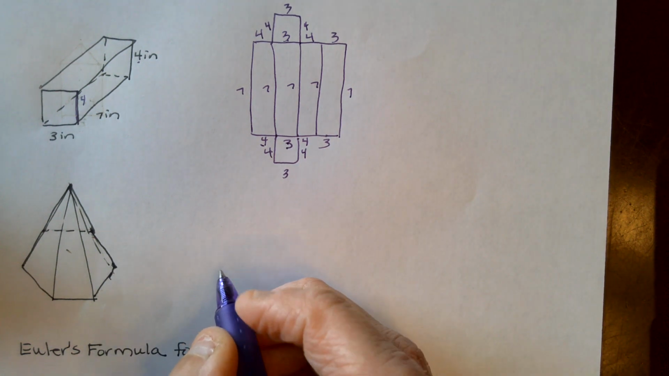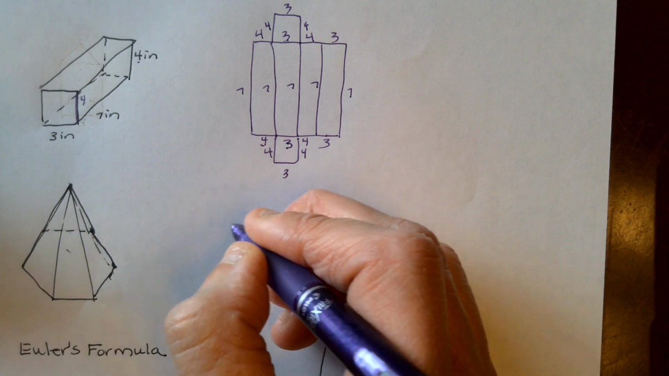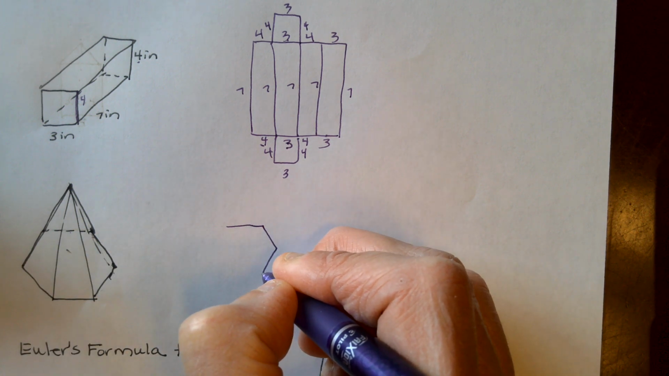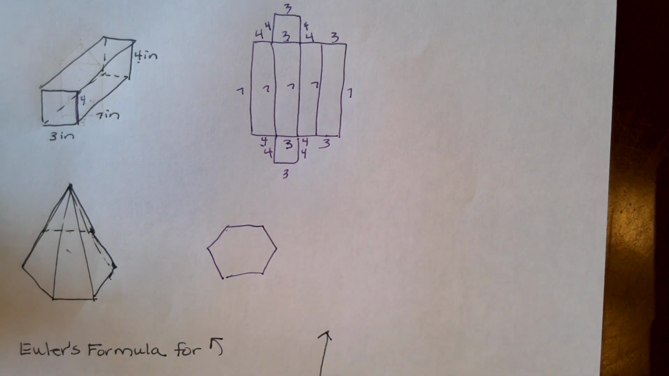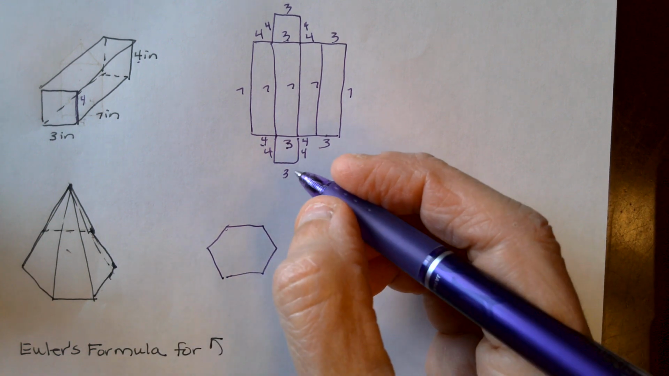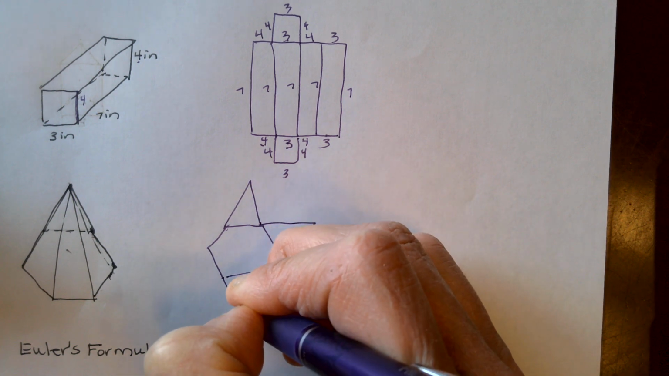All right, and remember for the pyramid, I said draw the base first. 1, 2, 3, 4, 5, 6. This is as hard as they'll get. Remember, I said it would be this or smaller. And then just draw your triangles off of it.